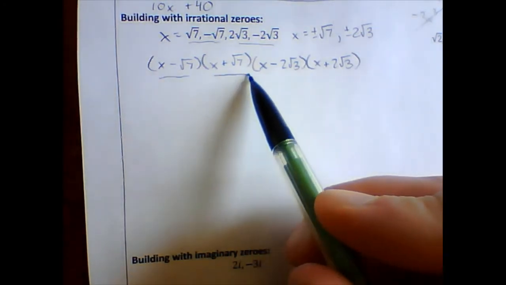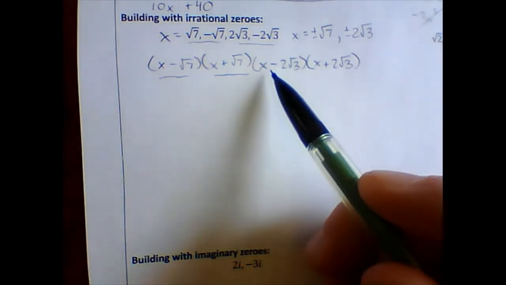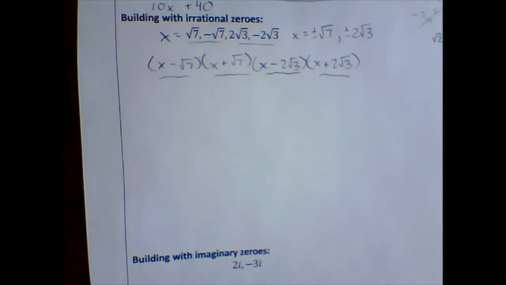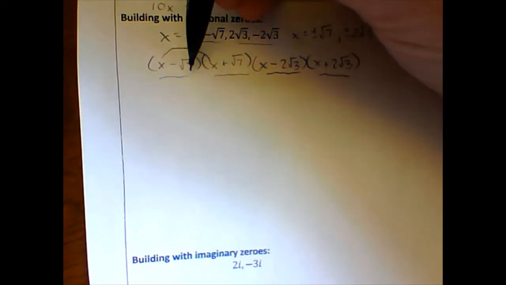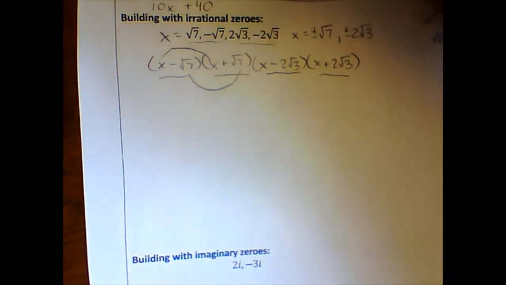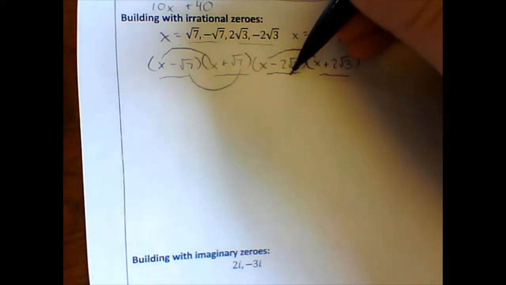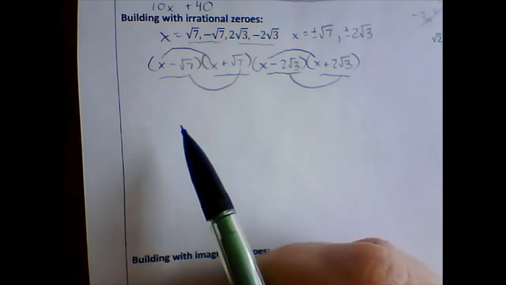All right, and what we have here are a pair of conjugates. Notice that the middle sign is different, but everything else is the same. And what that means is we can do the fun conjugate shortcut. We don't have to FOIL the whole thing out. We only have to hit the first and the last terms, because if we were to FOIL it out, all the middle terms would end up canceling. So we've got this beautiful shortcut.